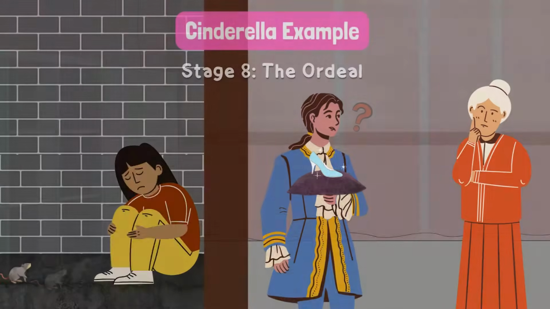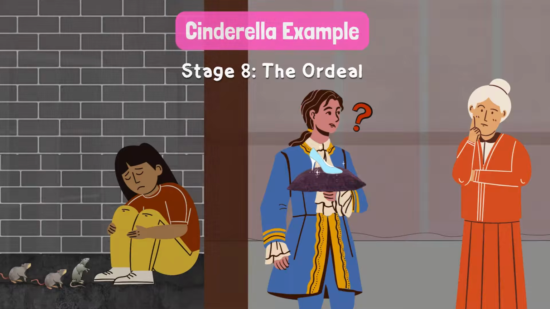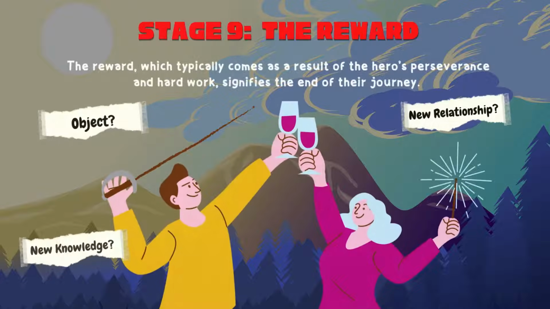In the example of Cinderella, Prince Charming looks all over the kingdom for the mysterious girl he met at the royal ball. At this point, Cinderella faces her greatest enemy, her stepmother, who locks her in the attic to prevent her from trying on the glass slipper and finding happiness with the prince. With the help of her animal allies, she overcomes her greatest fear, being trapped and unseen, and escapes to meet the prince's men. Stage 9 is the reward.